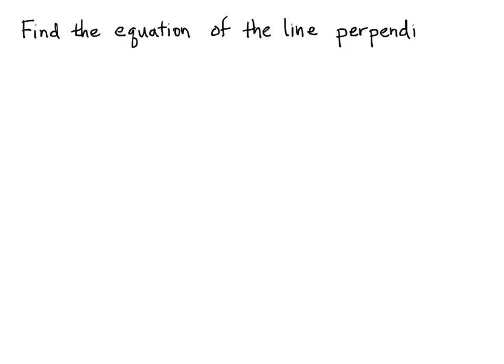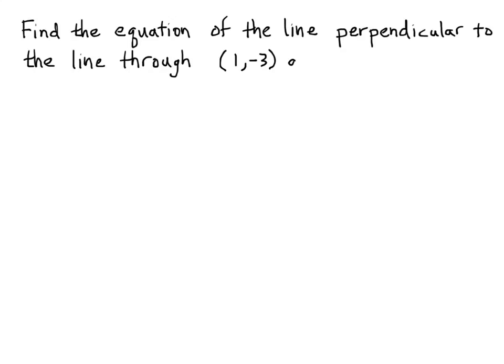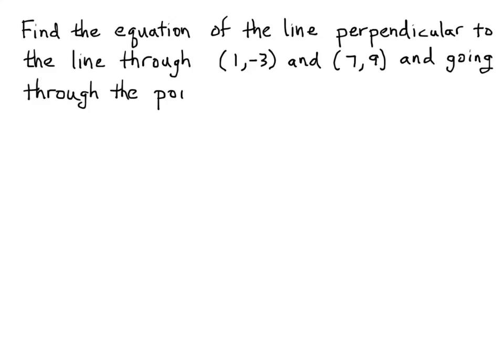Okay, so now we're going to go back to the perpendicular lines and say, I want a line that's perpendicular to the line that's established by 1 and -3 and 7 and 9, and going through the point 2, 3. All right, so this one is a little bit more involved. What we want to do is first find the equation of the line through those 2 points, figure out what kind of slope our perpendicular line has, and then use that in our point slope form to calculate the equation.